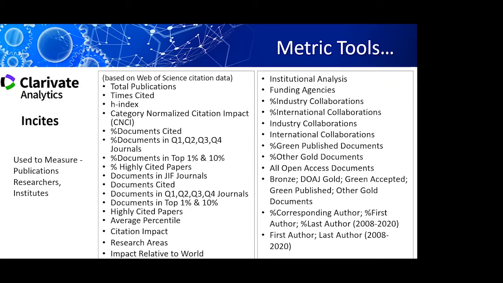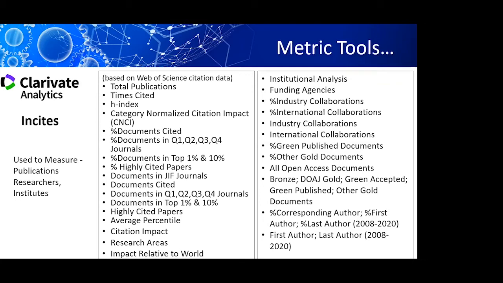And the percentage of highly cited papers, and documents in journal impact factor journals, and the total number of documents cited, and documents. Earlier I discussed the percentage of documents cited. Here are the number of documents in quarter 1, 2, 3, 4 journals, and documents in the top 1% and 10 percentiles. These are values. Previously you could generate the report for percentages as well as for values. Then highly cited papers, average percentile, citation impact, research areas, and impact relative to world.